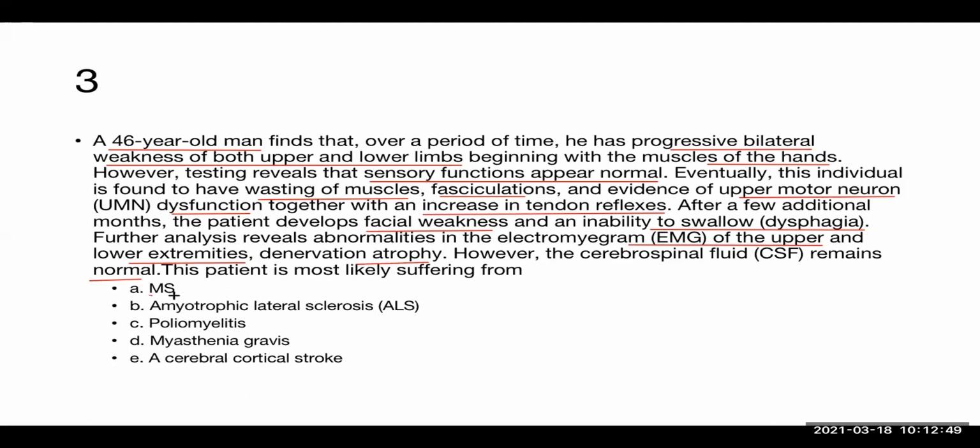Is it multiple sclerosis? MS means multiple sclerosis again. Amyotrophic lateral sclerosis or ALS, poliomyelitis, myasthenia gravis, or a stroke, that is a cerebral cortical stroke.